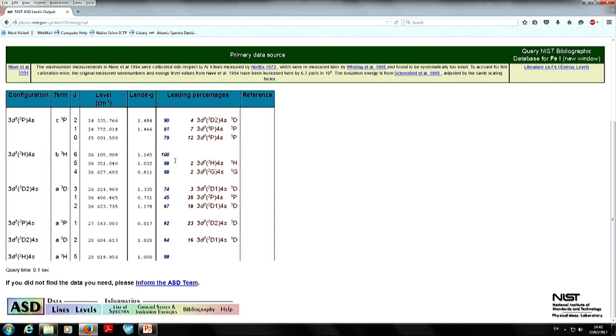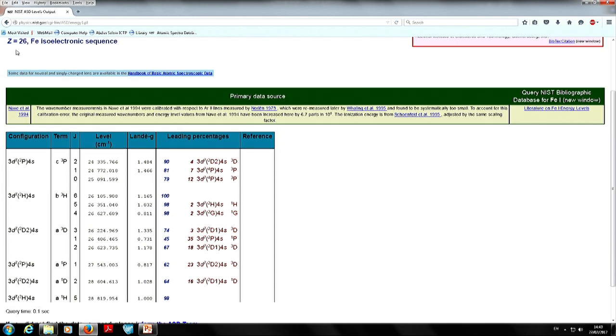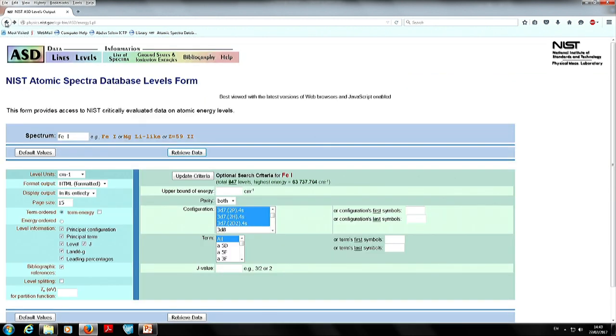Okay. Now here you see examples where you have really, really strong interaction between different terms in this case. So for instance, 3D1 level for this configuration has only 45% contribution from real 3D, but then it has 35% coming from single P, and so on and so forth. And this information is certainly crucial when you try to understand what the radiative probabilities can be.